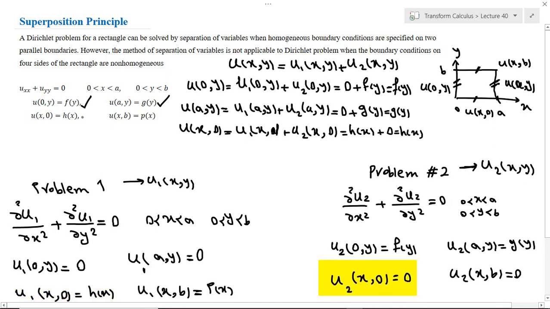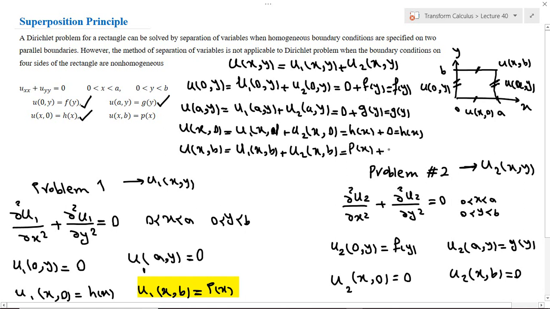As a result, this boundary condition is satisfied, and u of x and b is equal to u1 of x and b plus u2 of x and b. u1 of x and b is equal to p of x, and u2 of x and b is 0, so it's equal to p of x. As a result, this boundary condition is satisfied as well.